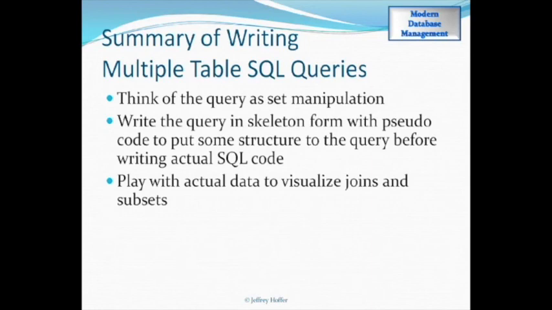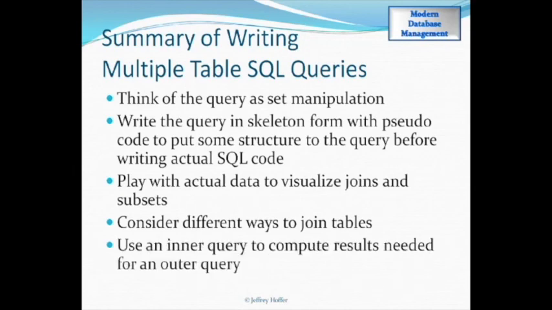We've seen how joining data in several different ways using the where and from clauses allows us to not only join tables, but to do so with both inner and outer joins. Finally, we showed how to use inner queries to produce results needed by an outer query, and that sometimes the computation of the inner query is dependent upon the data to be displayed from each row of the outer query.